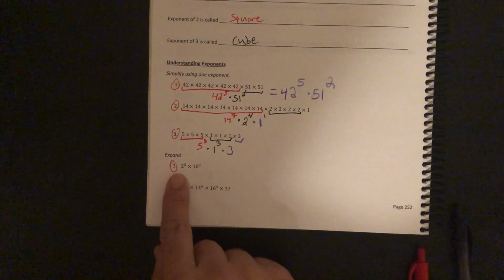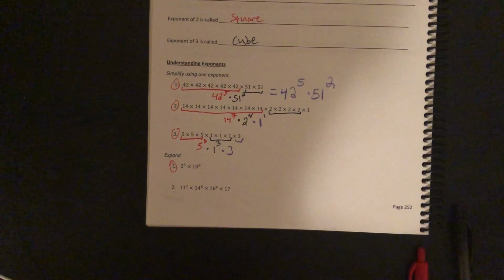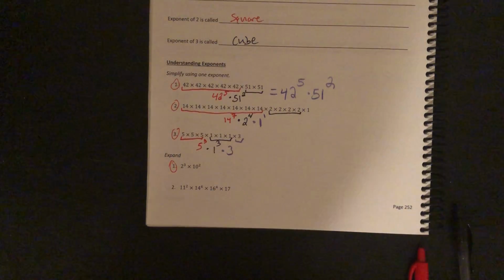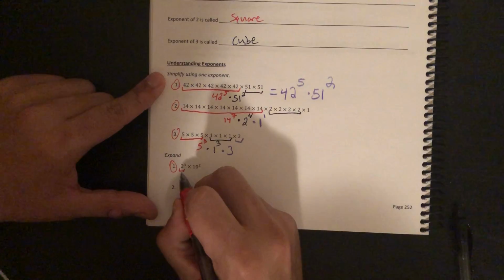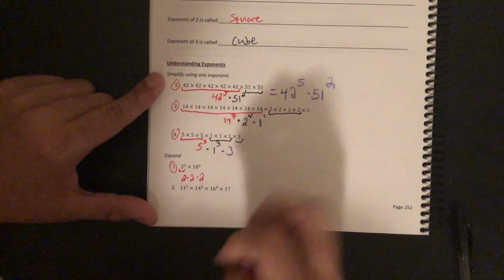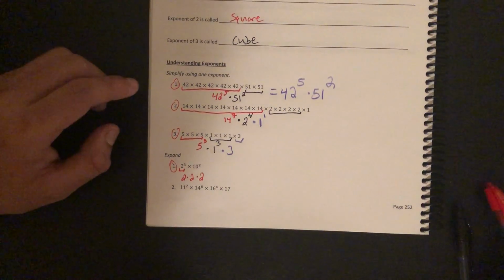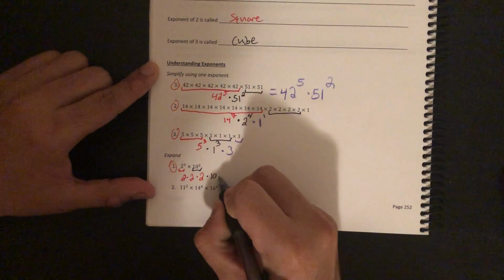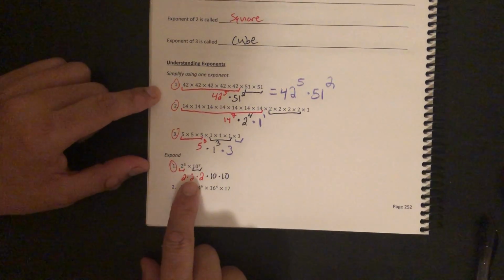Now, the next question under expand, they want us to go ahead and expand 2 to the power of 3 times 10 to the power of 2, or you can say 2 cubed times 10 squared. Okay, so let's start with the 2 cubed. That tells me I have 3 2's. So I'm going to say 2 times 2 times 2. I'm expanding it, so I'm making sure I get rid of the exponent and just write it out as one big problem. And then 10 squared will mean 10 times 10 twice because the exponent is a 2. And there you go. You have expanded it, okay?